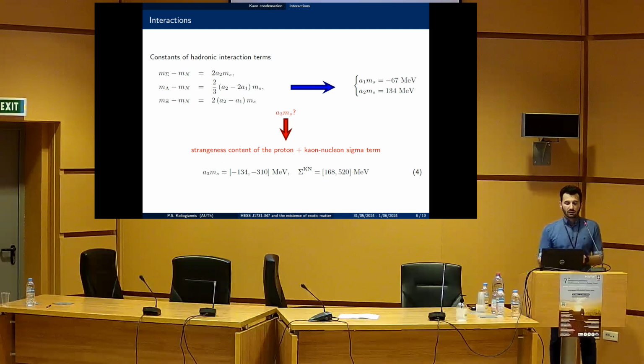There is a large uncertainty related to this parameter, which is related to the strangeness constant of the proton and also the kaon-nucleon sigma term. This kaon-nucleon sigma term is actually an attractive interaction between the nucleons and kaons that drives the effective mass of kaons down with increasing density and allows for a kaon condensation. It is constrained within this range of values, and after that it provides the constraints for the A3MS parameter, where the first term corresponds to 0% of strangeness and the last one is up to 20% of strangeness.